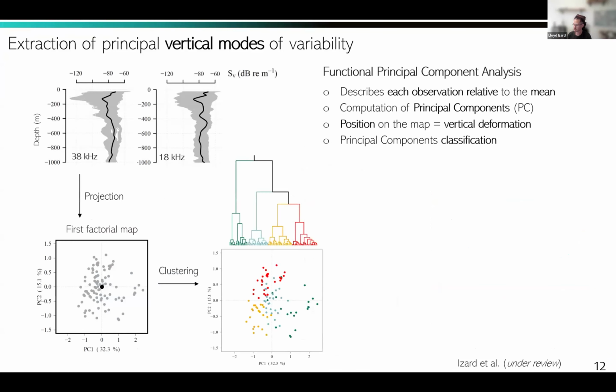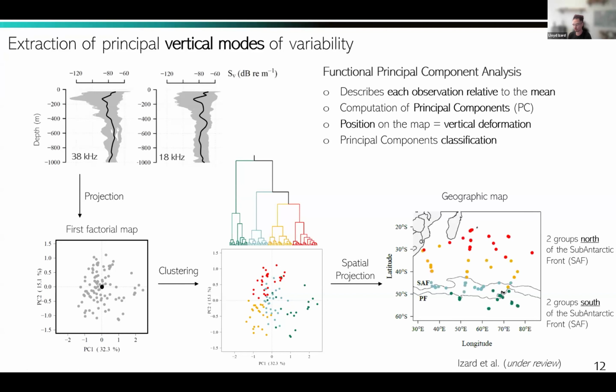What's done generally after this first step is to cluster these principal components, and you can get groups. These groups here are purely acoustic groups that are based on the vertical distribution and intensity of the signal at both frequencies. As you can see, we observe here 4 groups in our region. And if we project these groups on a map, we can see that they are spatially coherent, with 2 groups north of the subantarctic front and 2 groups south of that front.